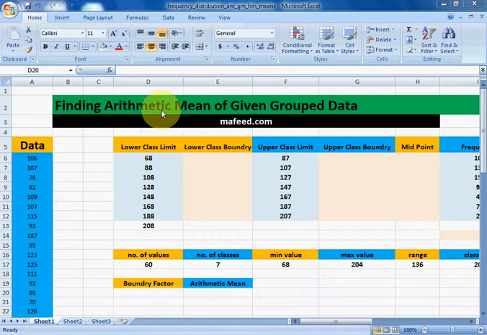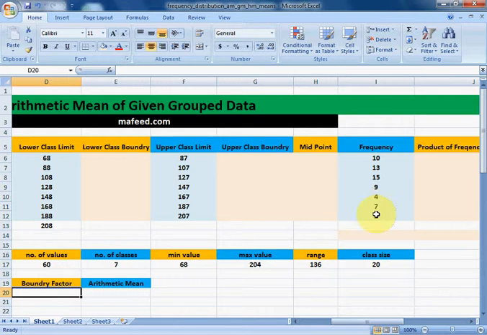Now let's move towards our topic, that is arithmetic mean of given group data. Given group data means we are given lower class limit, upper class limit and corresponding frequency. Corresponding frequency means there are 10 values between 68 and 87, there are 13 values between 88 and 107 and so on.